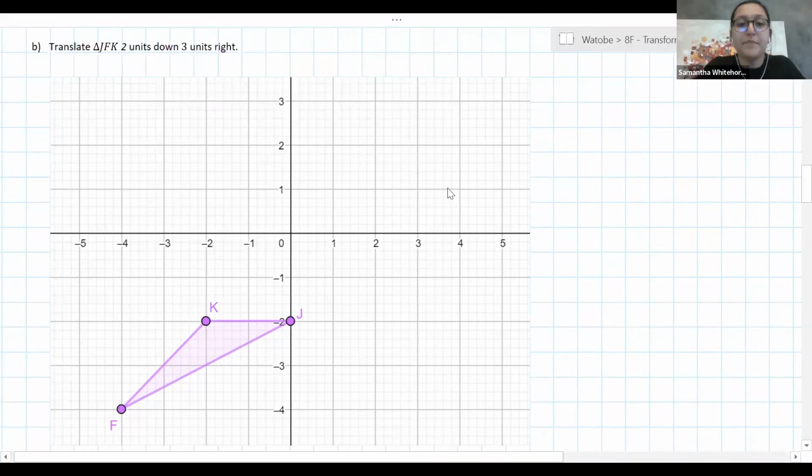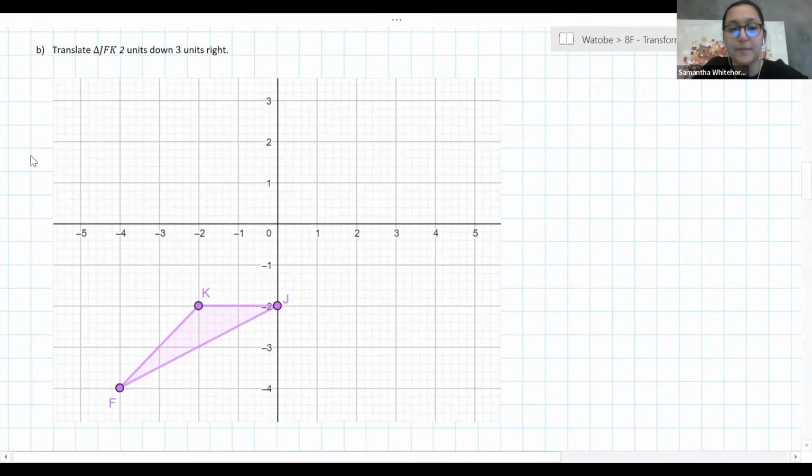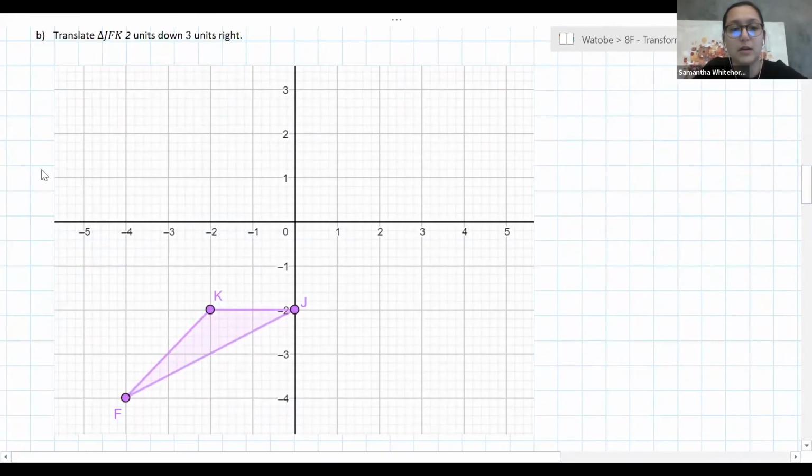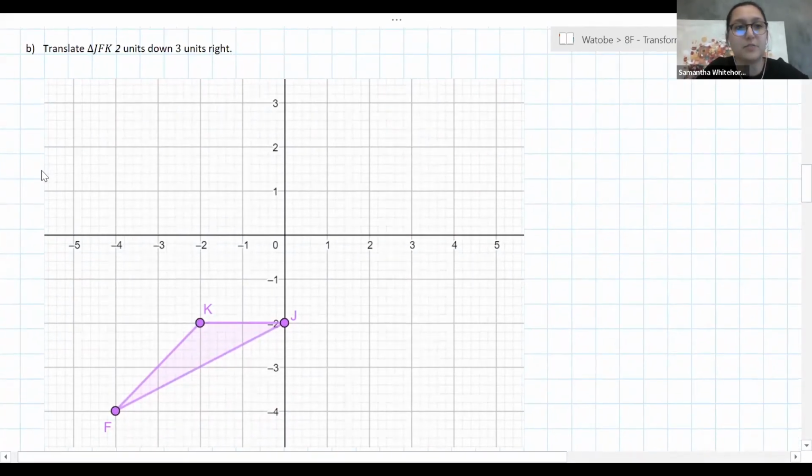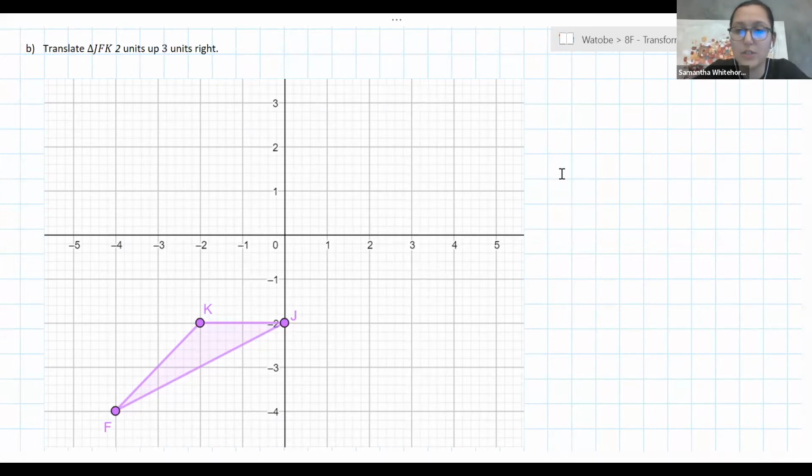Alrighty, so question B is asking me to translate the triangle JFK 2 units down and 3 units right. And of course, I have not given myself enough space. So let's change this. Let's go 2 units up, because otherwise we're not going to have enough space. So we're going to translate triangle JFK 2 units up and 3 units right.